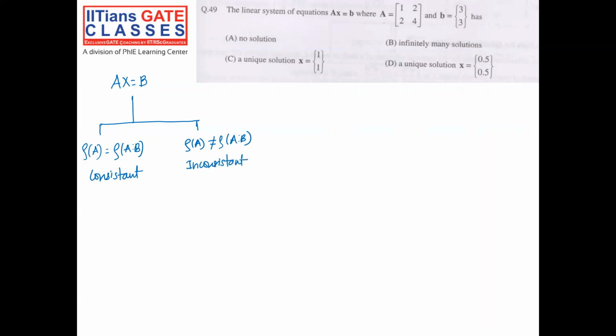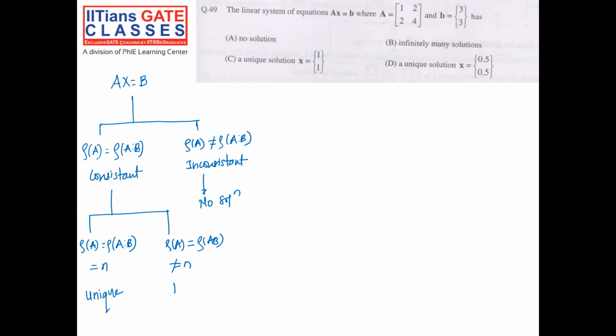Whenever we have an inconsistent case, we'll have no solution. But if we have a consistent case, depending on whether our rank is equal to the number of unknowns or not, we'll have either a unique solution or infinitely many solutions. So this chart will clearly help us to solve this question.